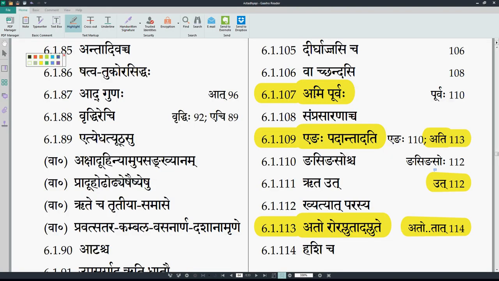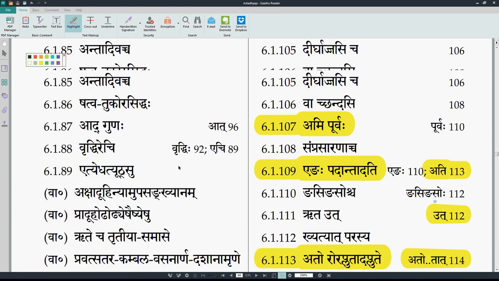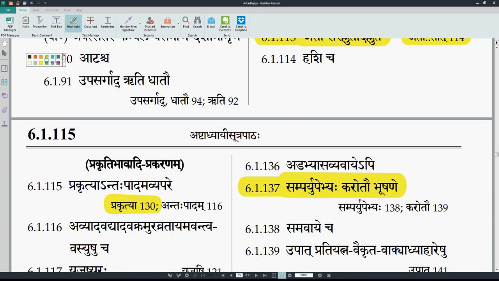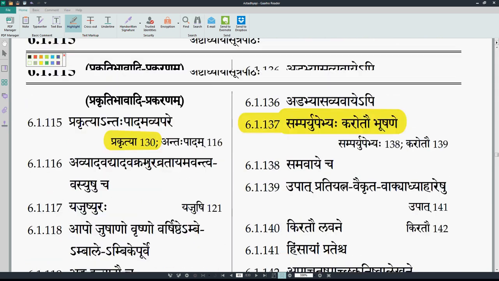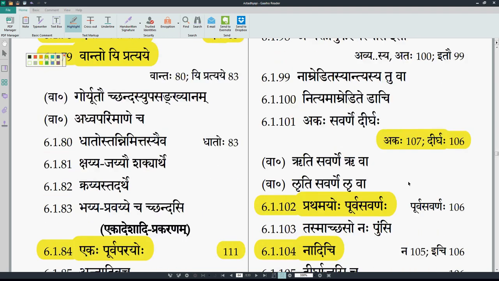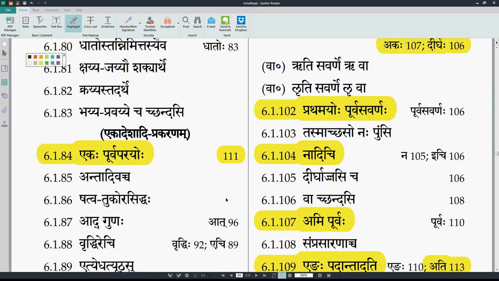So Ami Pare, when Am follows, Am as in Am Pratyaya, what happens? Then Purva Savarna Adeshasya. And akaha is used here by the sutra. See, achi also comes till 125, iko yana achi. But ami is mentioned. Am is already an ach, so am will override ach. Not any ach, but only the am ach. And akaha, this akaha savarne dhirga, akaha goes till 107. This is akaha ami purvaha.